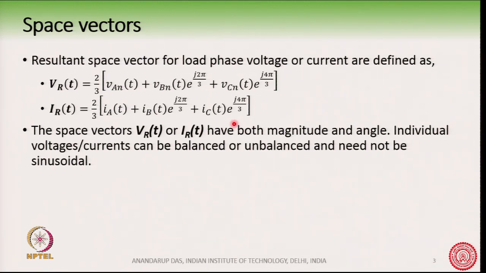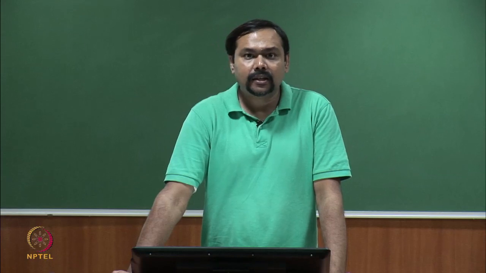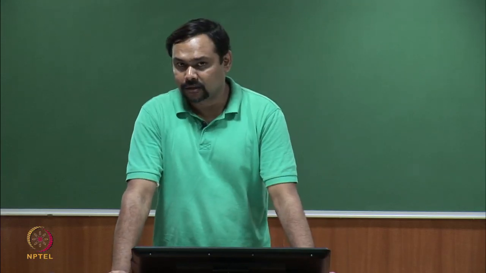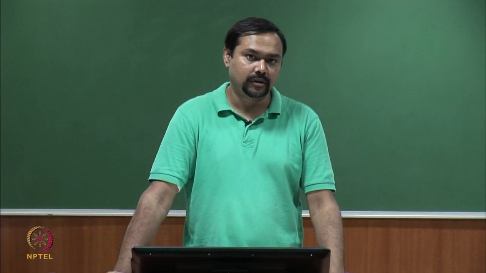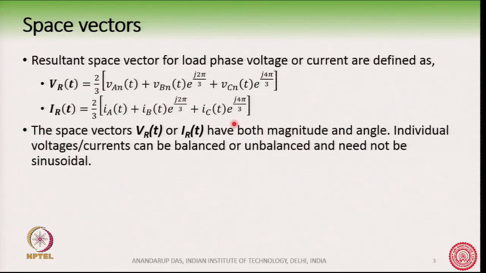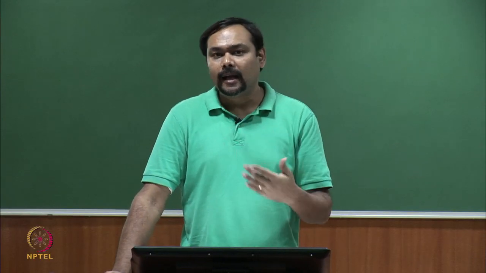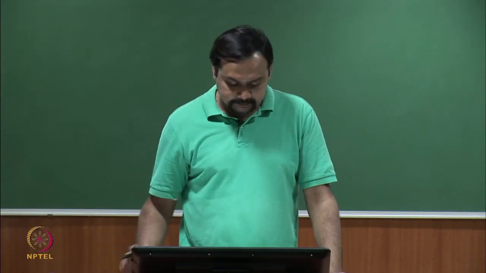So, this resultant vR(t) and iR(t) have both magnitude and angle. So, they are called space vectors, but the individual quantities, for example, iA, iB, iC, can be balanced or unbalanced, and they need not be sinusoidal. It can be sinusoidal, but it is not necessary for these three quantities to be sinusoidal. So, we see that the space vector is kind of a mathematical concept, but it is very useful in visualizing how the resultant of three systems appears on the plane.